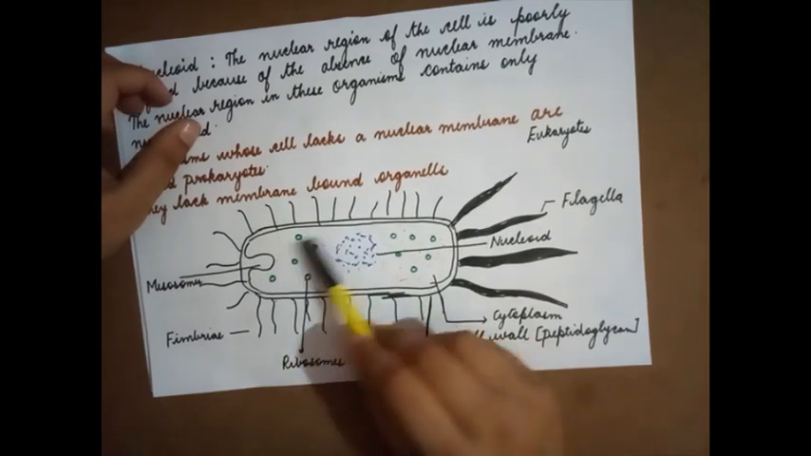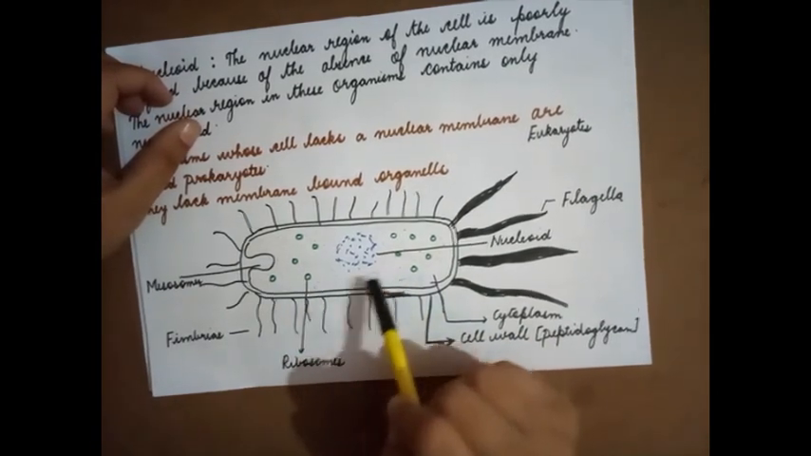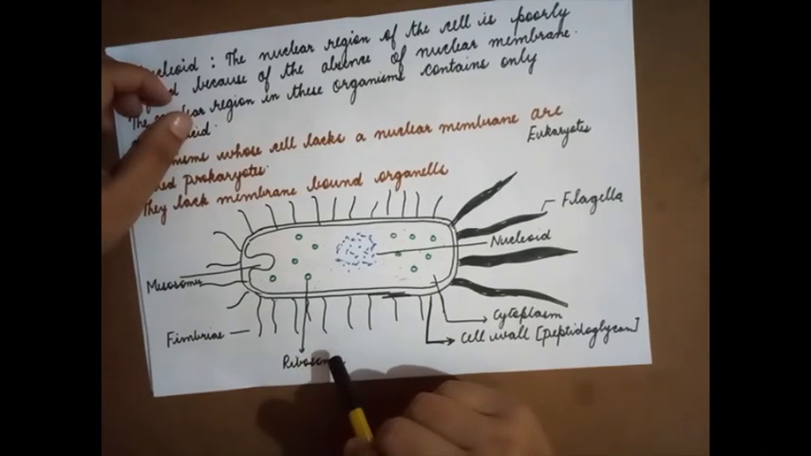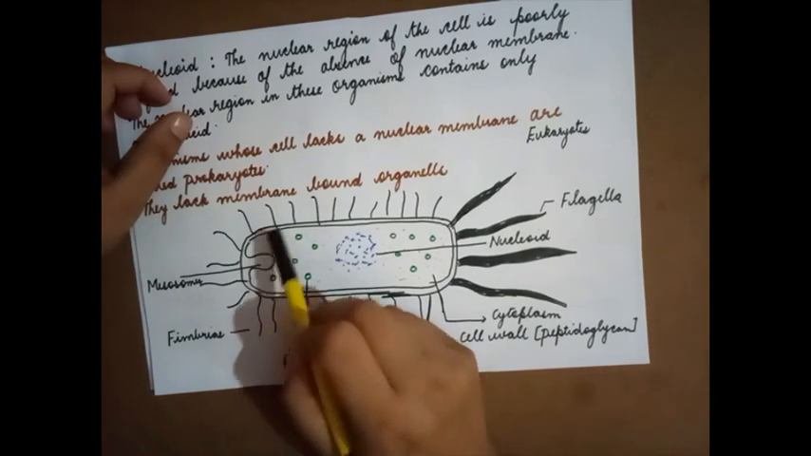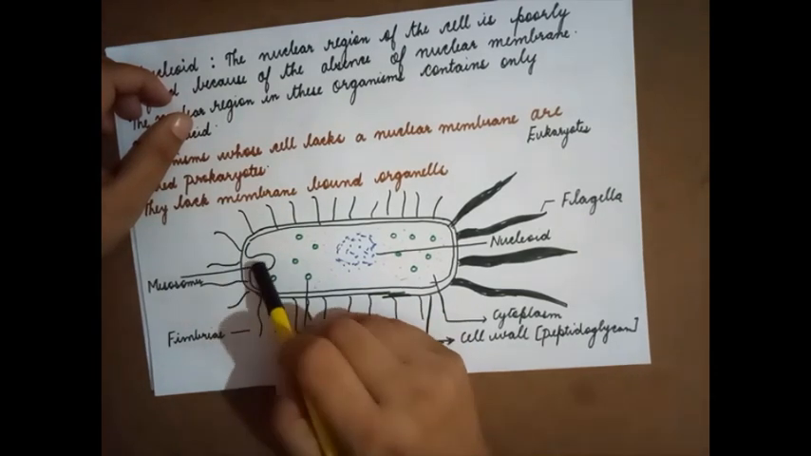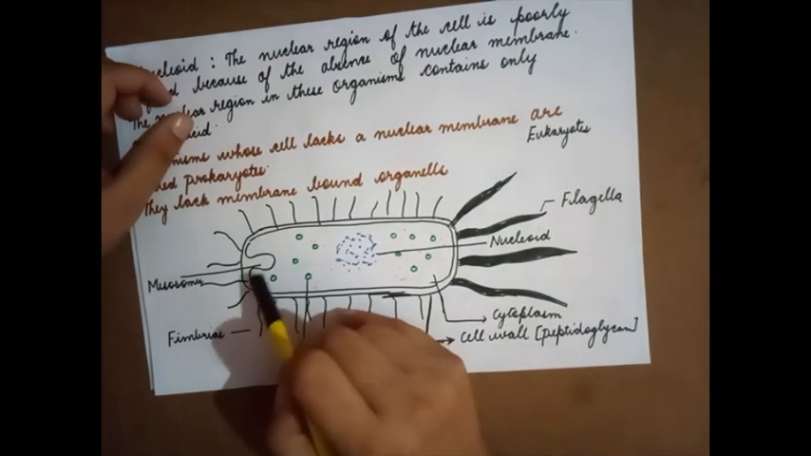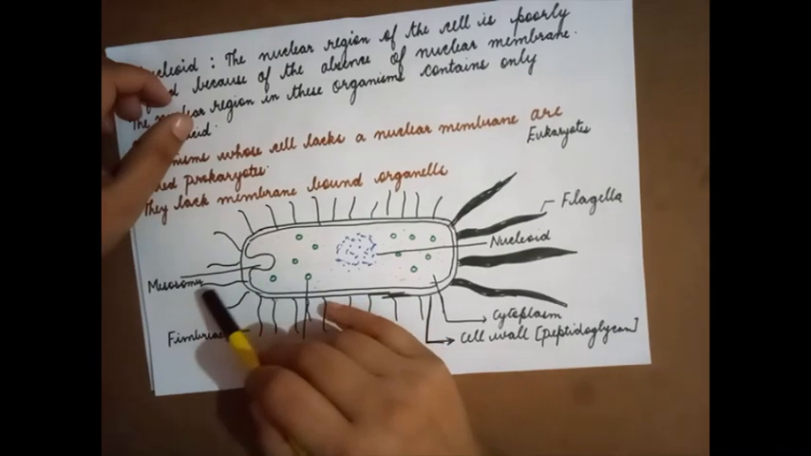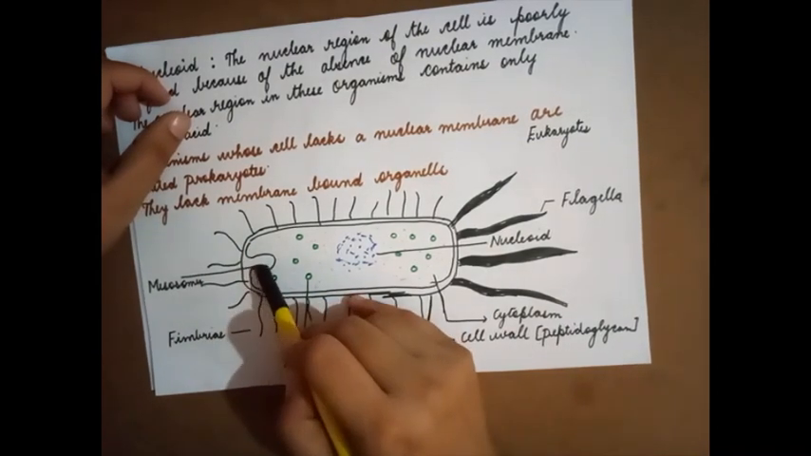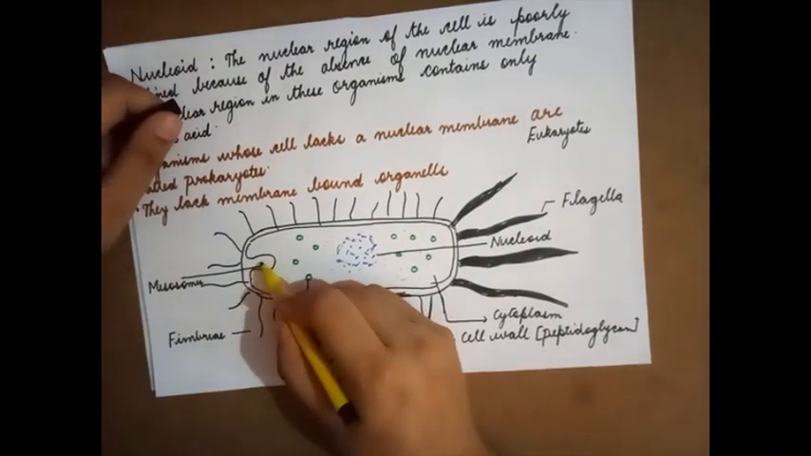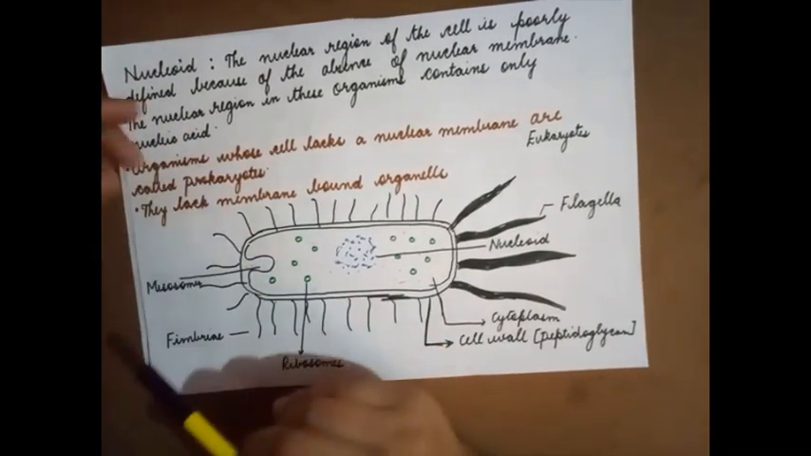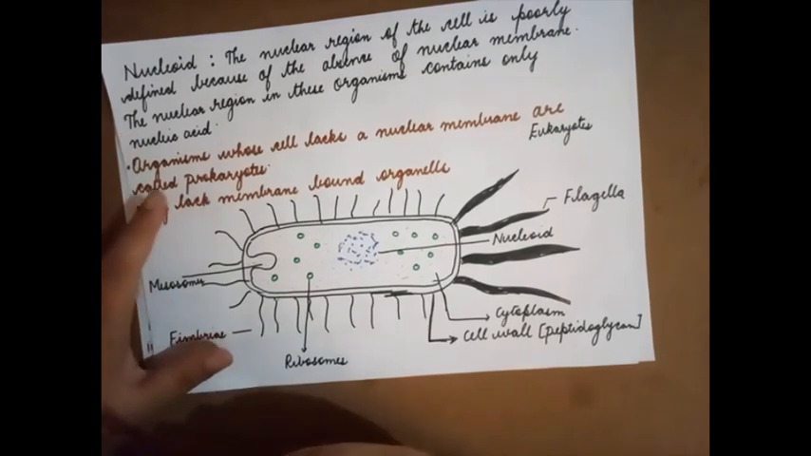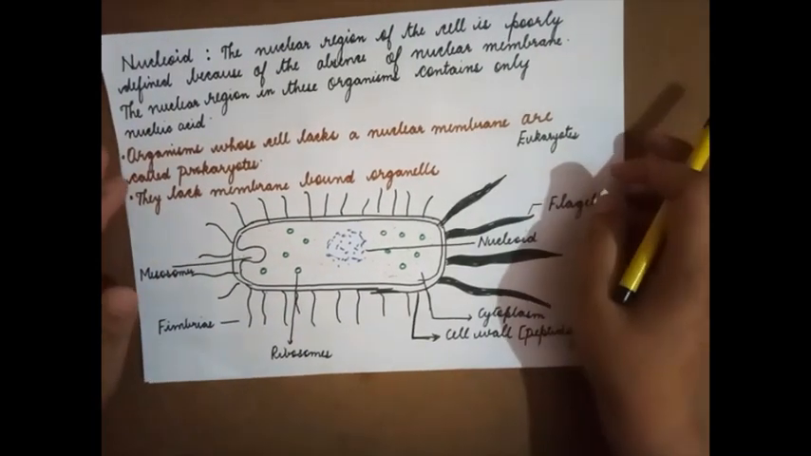And there is cytoplasm where various metabolic activities take place. And we see that the cell membrane, inner to the cell wall, is folded, and this infolding is known as the mesosome. Here certain respiratory pigments are present that help in respiration. This is to do with the structure of bacteria.